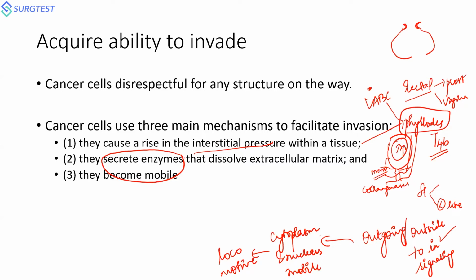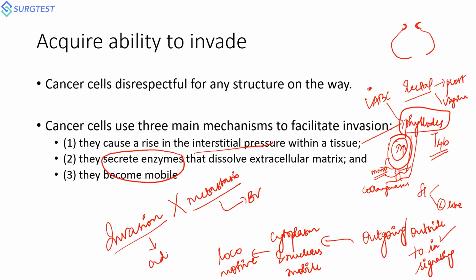This is different. Invasion is different from metastasis. Please understand the difference. Invasion and metastasis are totally different. Metastasis is when the cells acquire access into your blood vessel. Invasion is into your adjacent structure.